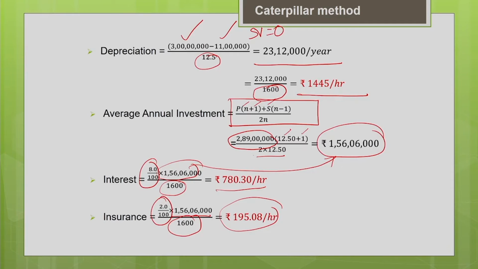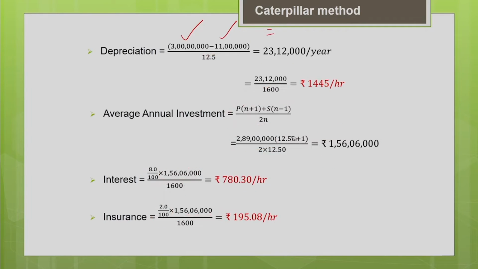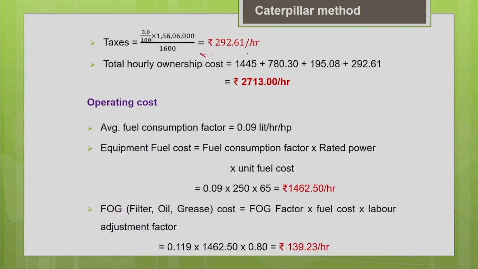Now you calculate the total ownership cost components: your hourly depreciation, hourly interest, hourly insurance charges and hourly taxes. If you add all these, you will get your total hourly ownership cost as rupees 2,713 per hour. Now let us move on to the operating cost estimation.